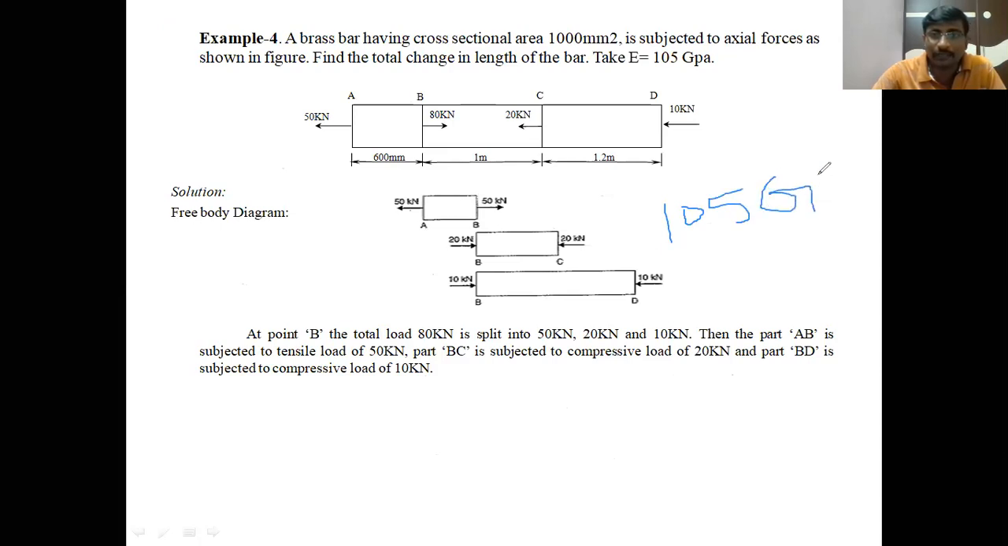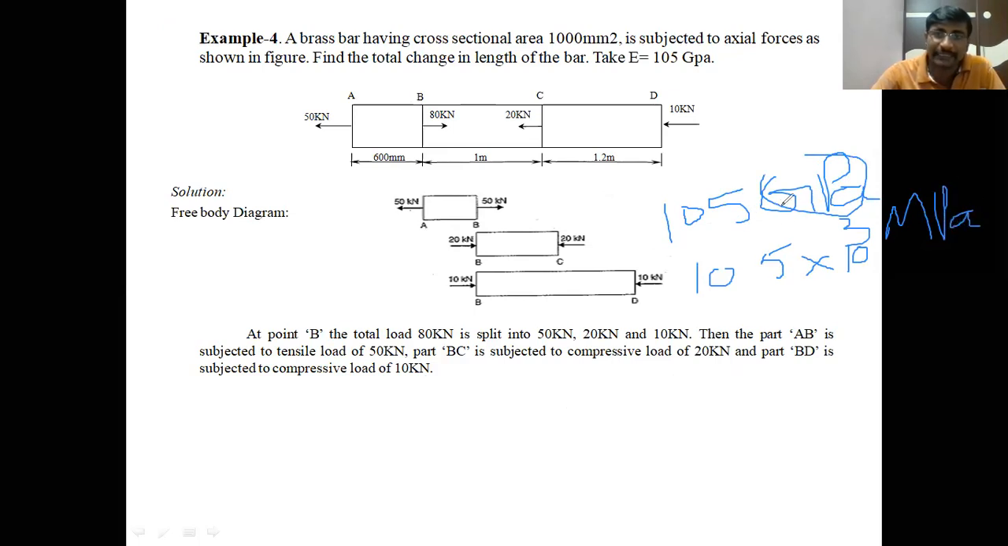E value is 105 GPa, isn't it? GPa means gigapascals. If we multiply that value by 10 cube, then this GPa becomes MPa, megapascals. Mega means 10 to the power of 6, giga means 10 to the power of 9. 10 to the power of 9 can be split into 10 cube into 10 to the power of 6. So 105 into 10 cube, with 10 to the power of 6 represented as mega. Therefore, the E becomes 105 GPa, or 105 into 10 cube megapascals.